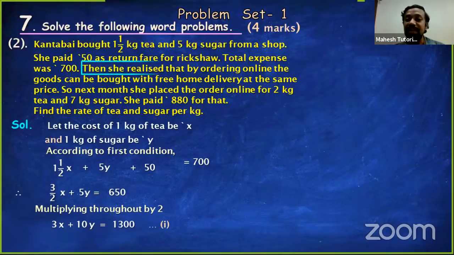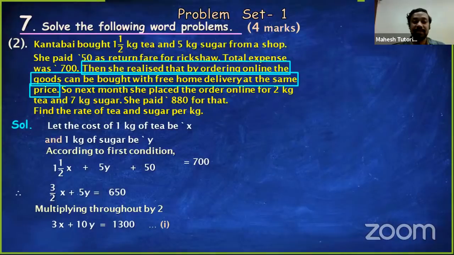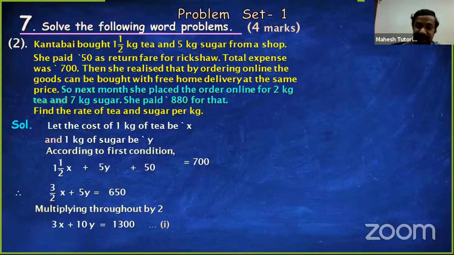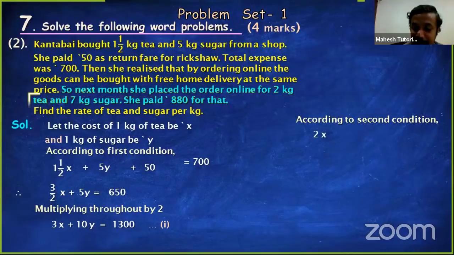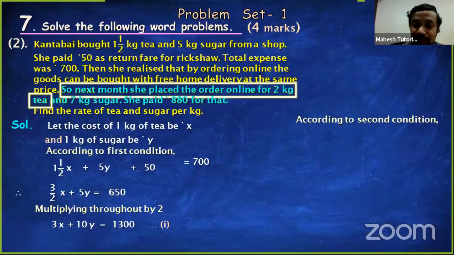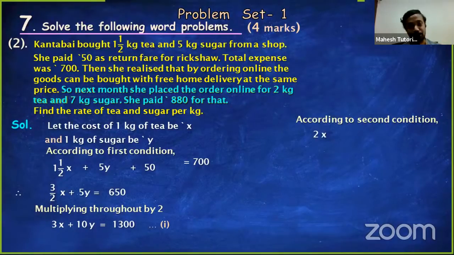Now moving towards the second condition, students. Then she realized that by ordering online, the goods can be bought with free home delivery at the same price. So in the second condition, what did she do was, next month, she placed the order online for 2 kg tea. Now students tell me 2 kg tea, 1 kg tea का cost कितना? x. तो 2 kg tea के लिए cost कितना होगा? Absolutely correct, 2x. And plus 7 kg sugar.